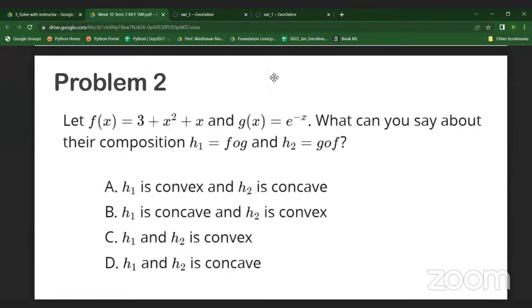Is there any other way to find whether it is convex without the graph? Yes, there is. If you take f double dash of x, and f double dash of x is always positive irrespective of the x value, then it is convex. We have seen this in the previous week 9.